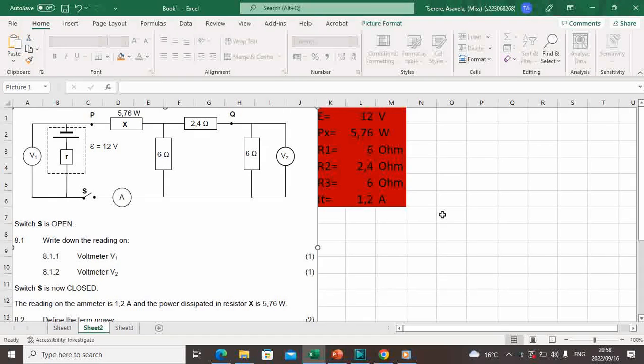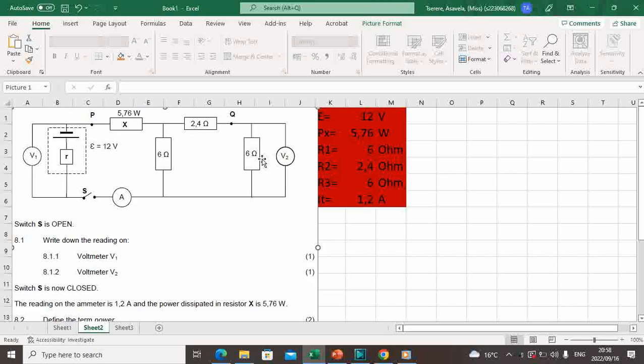Now I will show you how to solve complex problem using the information that I just shared with you. Here we are given a circuit diagram with incomplete information. As you can see here, we have an unknown resistor that dissipates the power of 5.76 watt, and we have branches here.